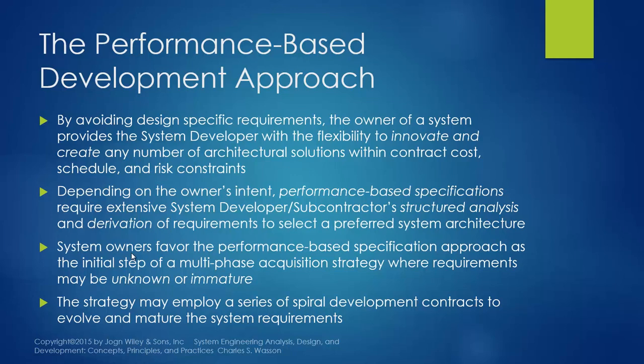The strategy may employ a series of spiral development contracts to evolve and mature the system requirements, and this is one of the methods that's been used in the product or system development life cycle, and you go with iterations until you find the proper system or proper entity that will provide you with the performance needed.